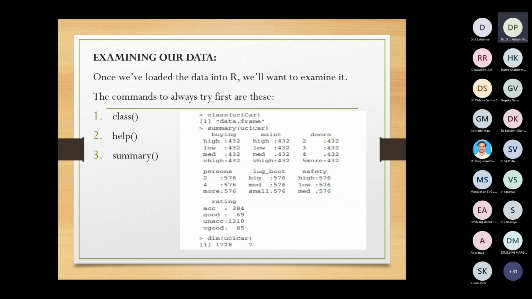It shows you the dimension, like how many rows and columns are there in the data. You can see here, class of UCA core is used. Summary of UCA core is showing a distribution of all the variables. Buying is one attribute. Here it is showing how many buying with high values, 432, low values, mid, B high. So it is giving you the distribution of the variables or attributes of the data set, and maintenance doors, etc.